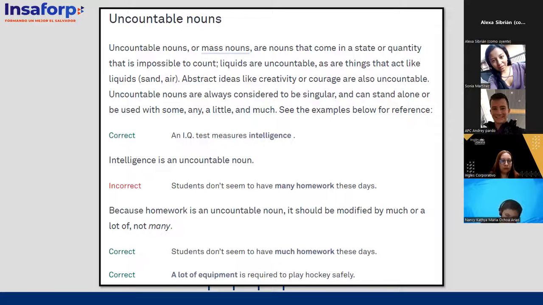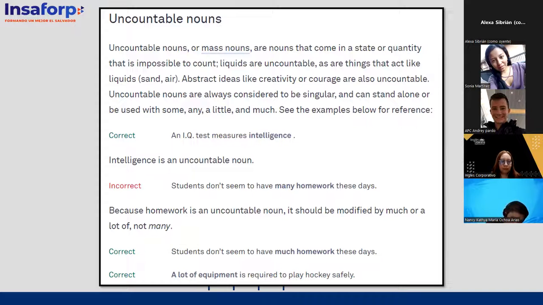Uncountable nouns or mass nouns are nouns that come in a state or quantity that is impossible to count. Liquids are uncountable, as are things that act like liquids, sand, air. Abstract ideas like creativity or courage are also uncountable. Uncountable nouns are always considered to be singular and can stand alone or be used with some, any, a little, and much. See the examples below for reference.